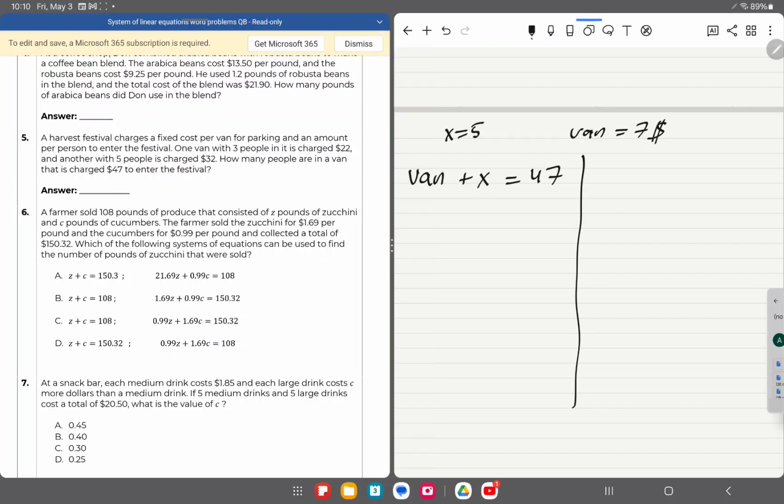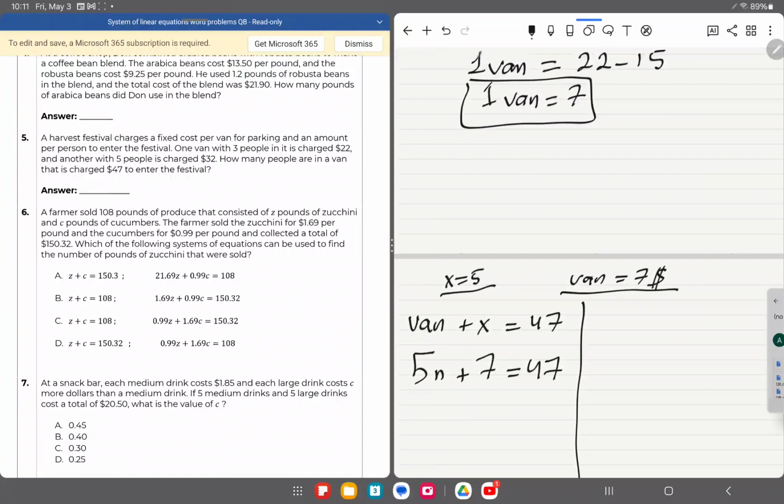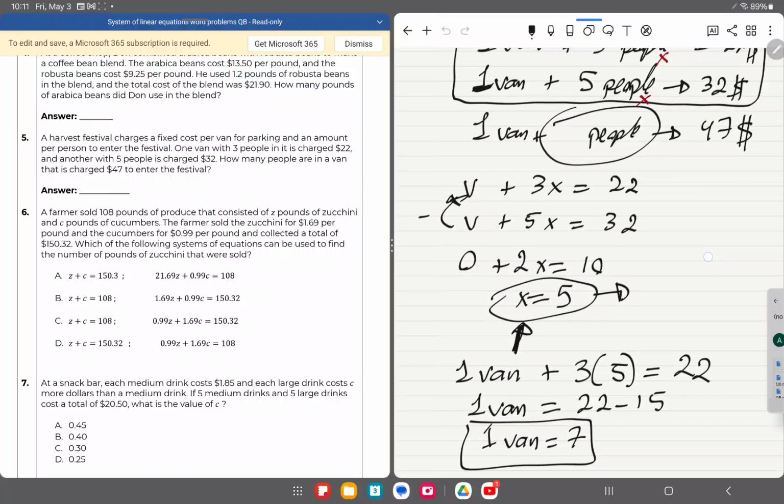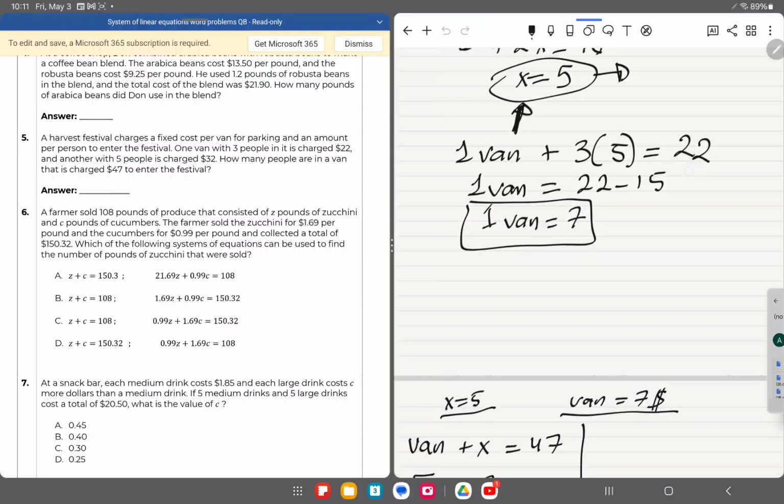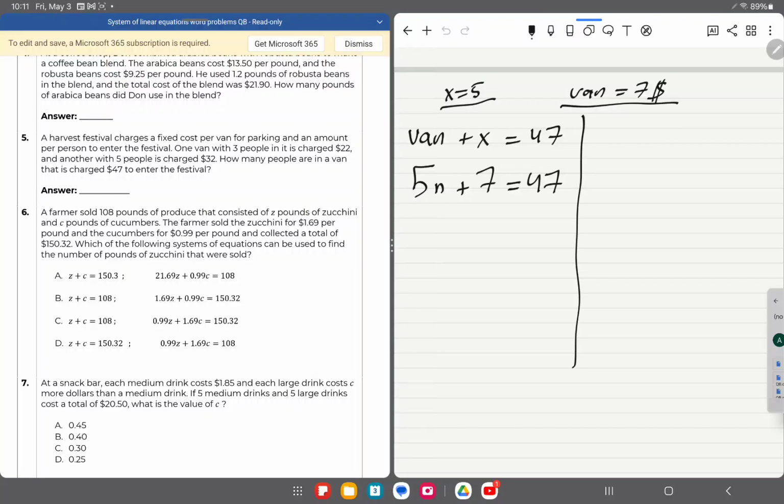Okay, so I've got x is equal to 5, and I've got the van is equal to 7. So if I want to write it down, actually I do need to reuse the 5. So 5n plus 7 is equal to 47. Yeah, sorry about that. We're going to have to use the 5n plus 7. So n is the number of people, which is going to be 5n is equal to 40. n is going to be equal to 8.